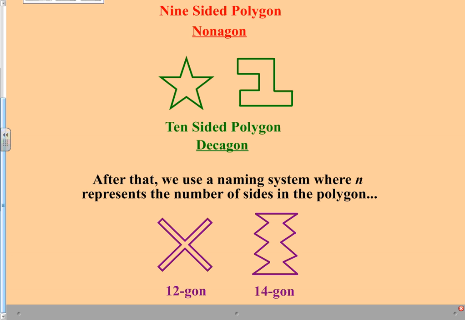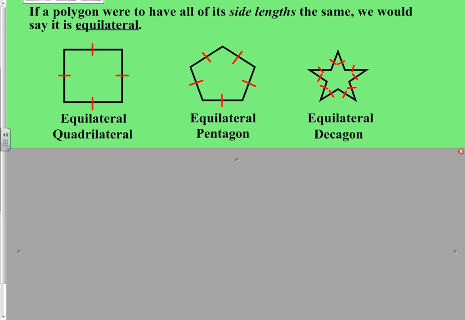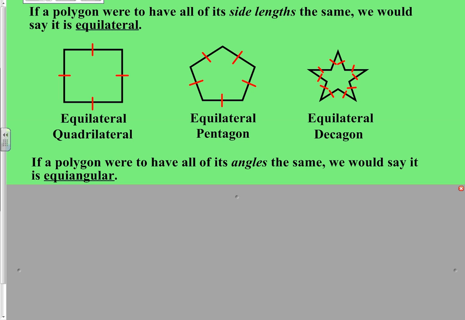Just a couple more definitions, and these go along with some of the stuff that we talked about yesterday on triangles. The term equilateral still applies for any polygon, not just a triangle. So any polygon that has all of its side lengths the same would be an equilateral polygon. So if it's four sides, then you say it is an equilateral quadrilateral, equilateral pentagon, equilateral decagon. So you probably just jot down that definition to make sure we have it.